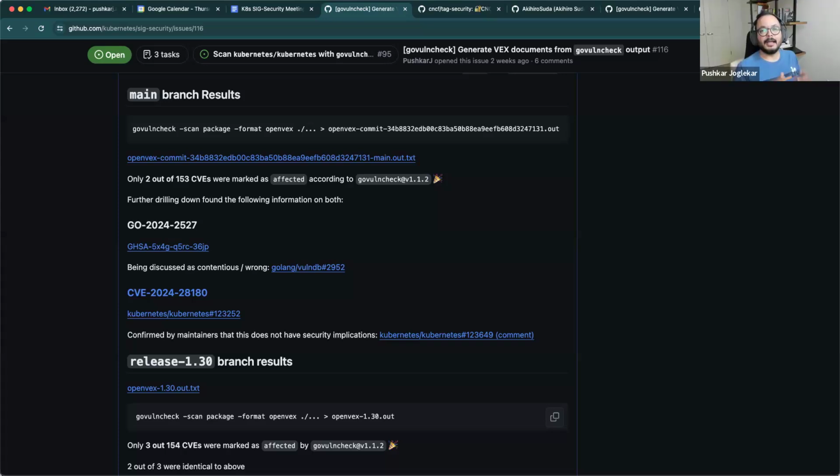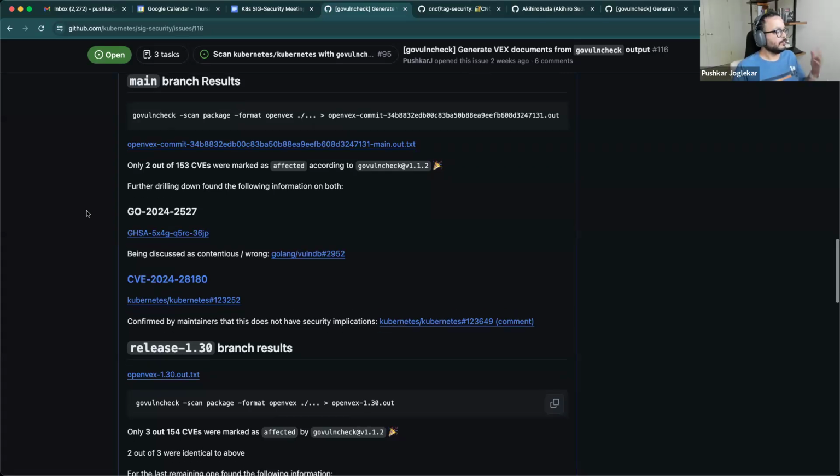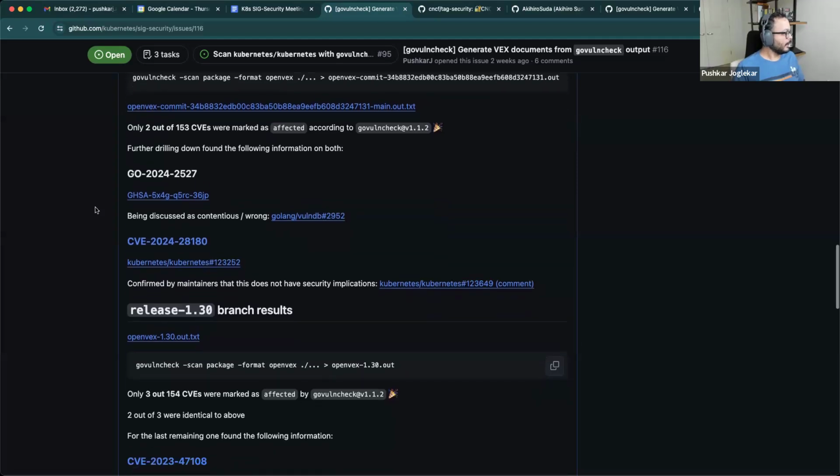Yes, exactly. I think there is now a buzzword for this, which is called reachability analysis, but it's basically what you said. And they do that. There are a lot of details about it. So 2 out of 153 is great, but then I was curious, what are these two? So I looked at them and I found that it's this CVE and this CVE.